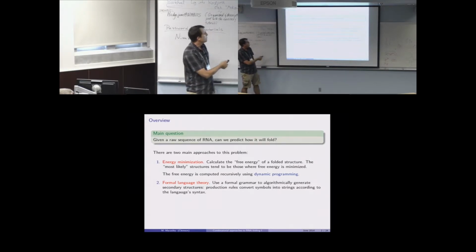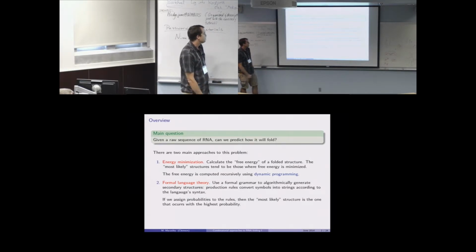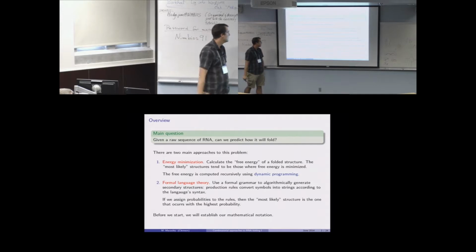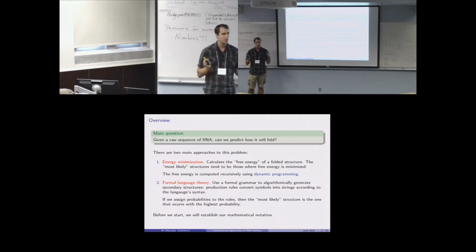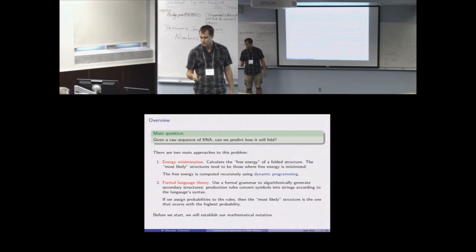OK, so today we will do this. So yeah, if we assign probabilities to the rules, then the most likely structure is the one that occurs with the highest probability. Before we start, I will establish some mathematical notation, just so we have a framework and some ground rules, so we know our boundaries and we know what we're talking about.